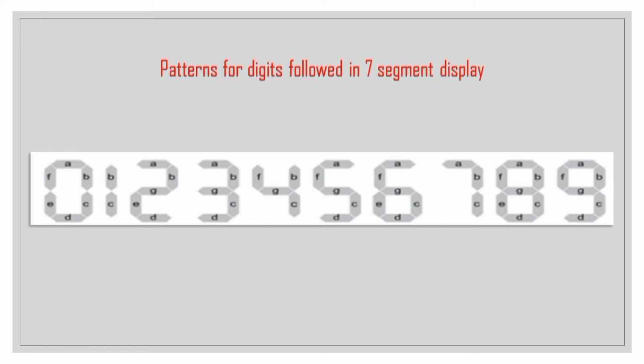So discussing the 7 segment display, these are the patterns in which the digits are displayed generally. That is from A, B, C, D, E, F, G, and the decimal point will be considered as H. So we will see how it will be displayed.